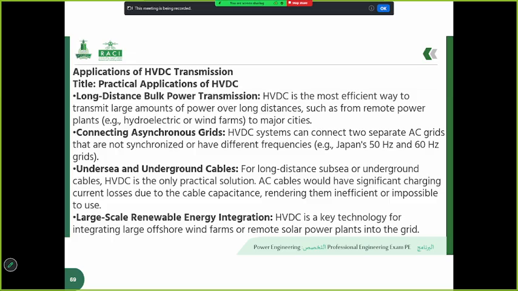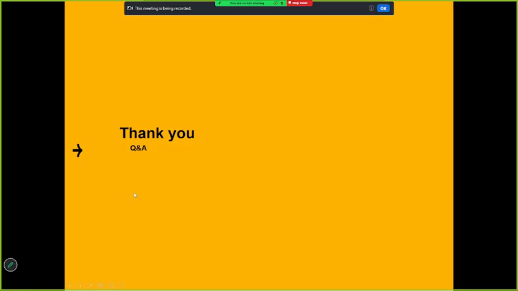Furthermore, HVDC is the only practical solution for long distance undersea and underground cables. With AC cables, the cable's inherent capacitance creates a large charging current that would lead to significant power losses and make long distance transmission impossible. Since DC has no frequency, this problem is eliminated, enabling the transmission of power to islands or across continents via subsea cables. Thank you so much for your attention.